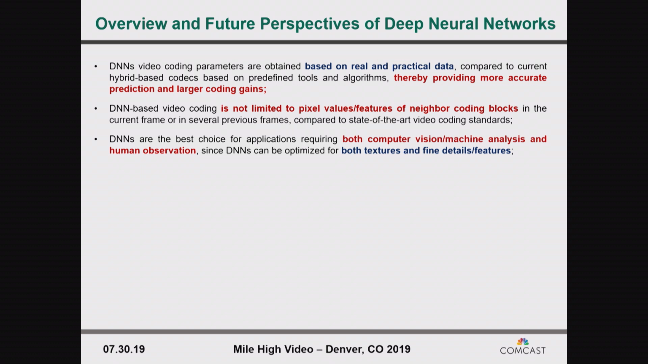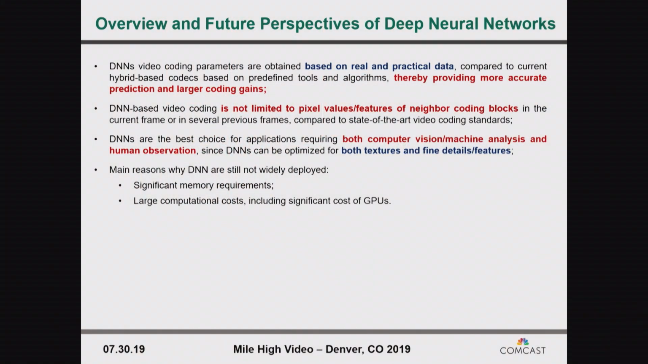And today, as you know, many tasks like image recognition are done by machines, so DNNs are suited for this very well. They are suitable for both human recognition and machine analysis because they can be optimized both for texture and fine details and features. And this is a big benefit. Of course, we have significant memory requirements and a lot of computational costs. As I said, in some particular cases we have thousands of times increase in the decoding processing time, and we're still not at the point where we can say we can start deploying them tomorrow.